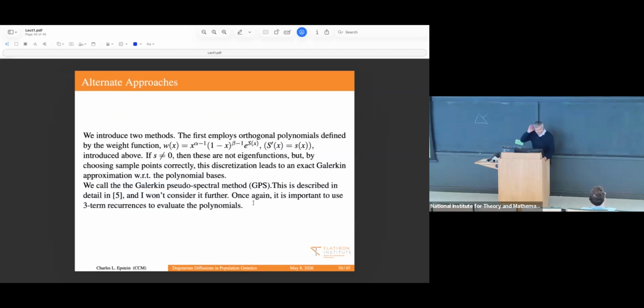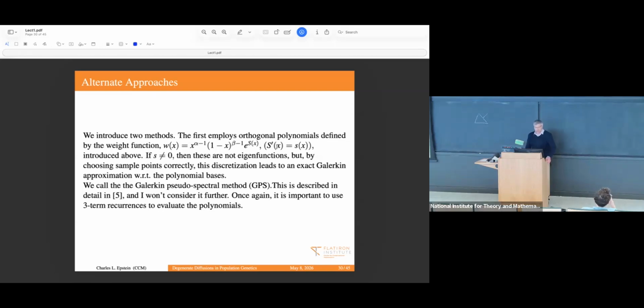Okay, so we're going to talk about two other methods. The first method employs orthogonal polynomials, which are defined by this weight function here, where we include the selection term in the weight function. So s prime is little s. So capital S is just the indefinite integral of little s. Now, if s is not 0, the functions we get by applying Gram-Schmidt with this weight are not eigenfunctions.